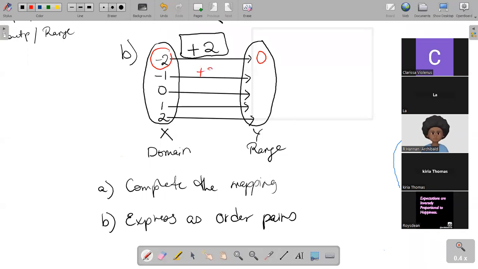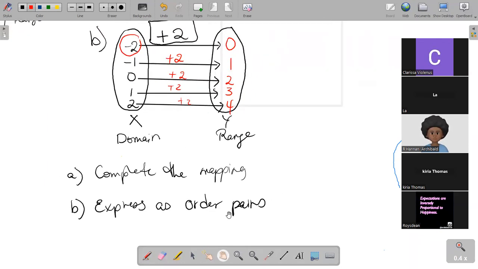-1, you add 2. Excellent. Next one, 0 plus 2. Very good. Next one, plus 2. And then the next one, excellent. So that's 2 marks there in the back. Now, what would be my answers for the second part?